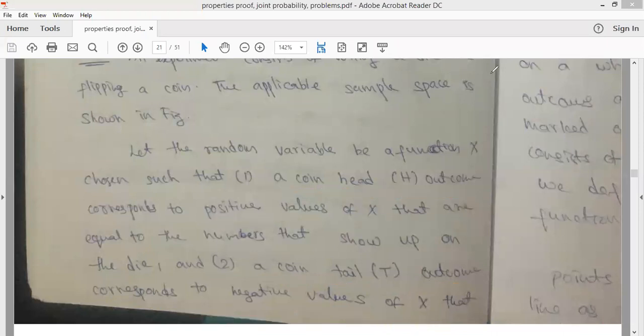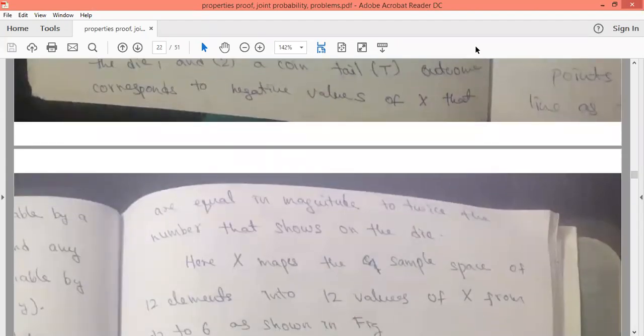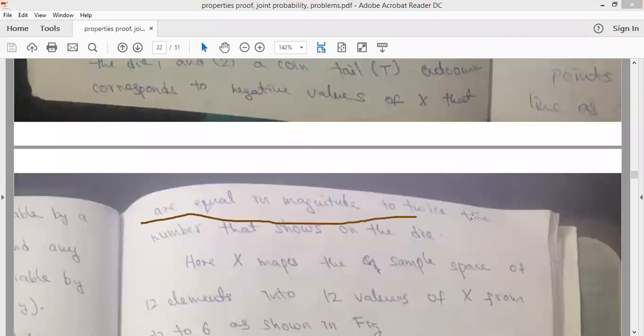The function is also given such that it is equal in magnitude to twice the number that shows up on the die. If you get head, it is a positive value, equal to whatever value shows up on the die. When you get tail, it is a negative value, whose magnitude is twice the number that shows up on the die. This is the function we are using here.